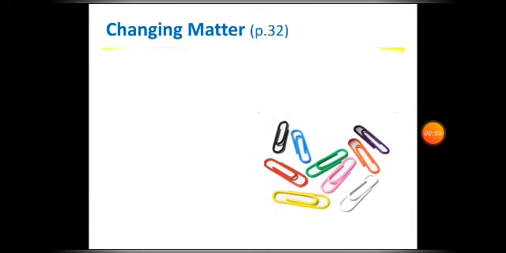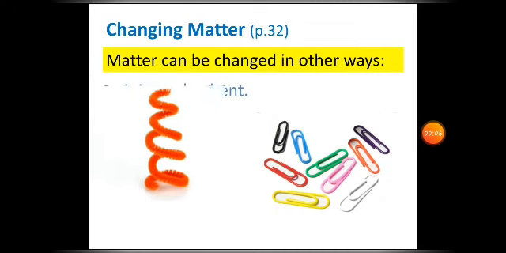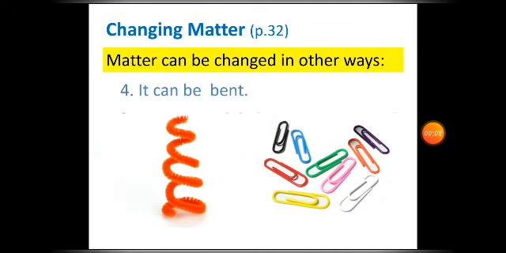Lastly, we can also change matter by bending. Take a look at this pipe cleaner and paper clips. So they are formed by bending. So when we bend something, we are also changing their size and shape. Therefore, it is also an example of physical change. Very good. Is it clear?